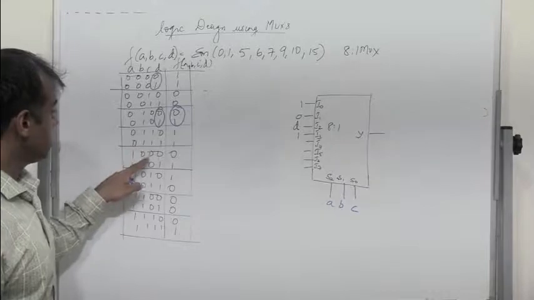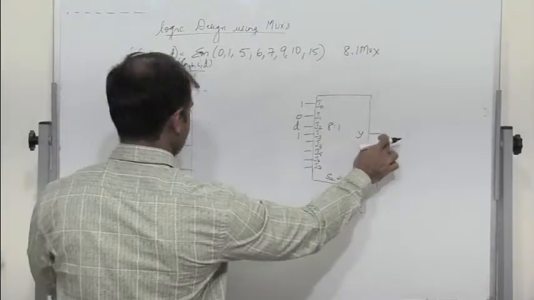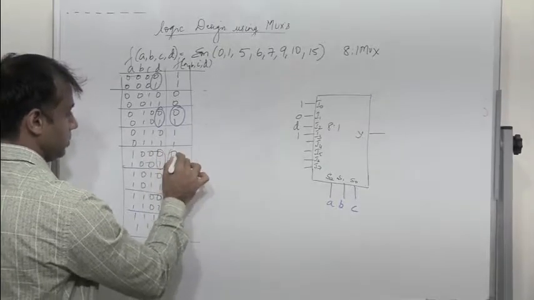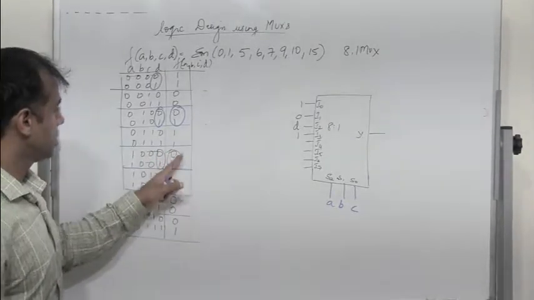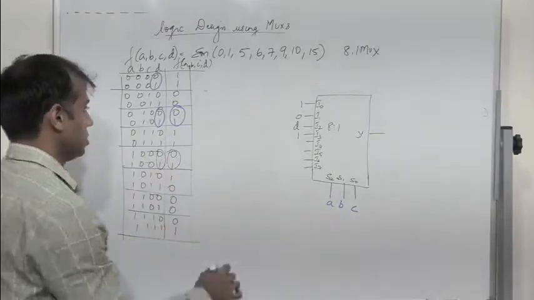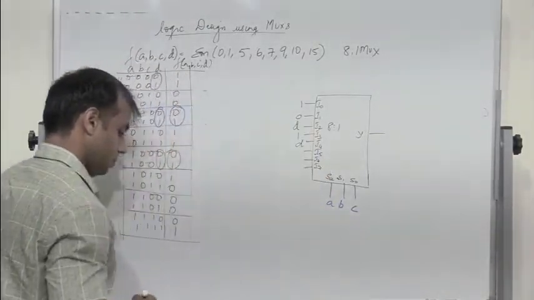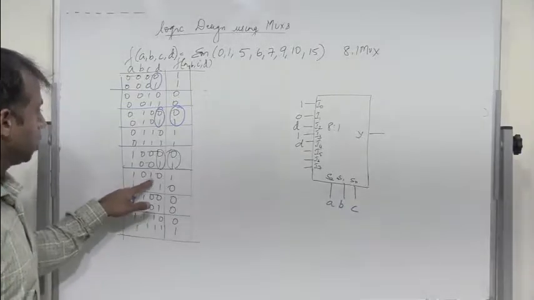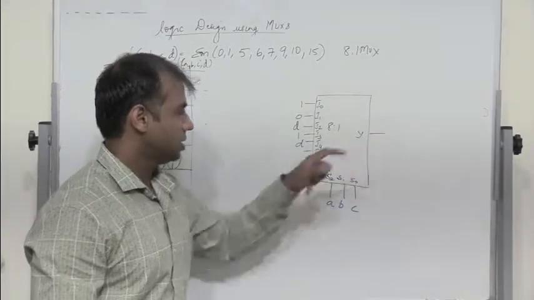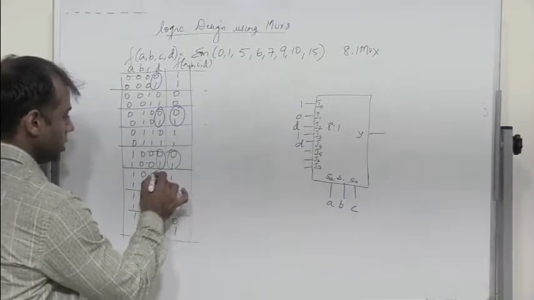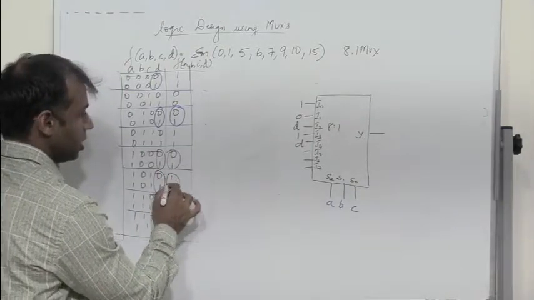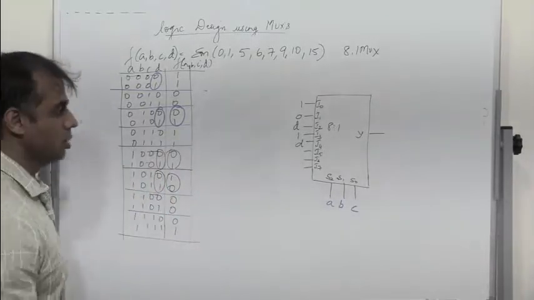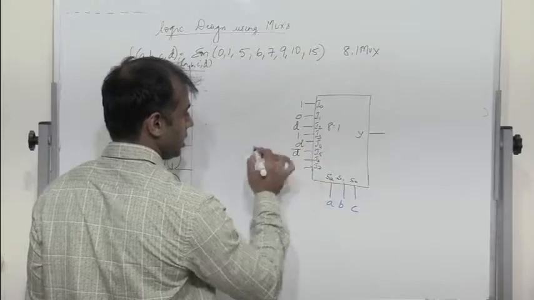When ABC is 1, 0, 0, I4 appears at the output. I find that the output is the same as D. When D is 0, output is 0. When D is 1, output is 1. So connect D to I4. Next, for 1, 0, 1, I5 appears at the output. So we observe that the output is the complement of D. D is 0, output is 1. D is 1, output is 0. So connect the complement of D to I5.